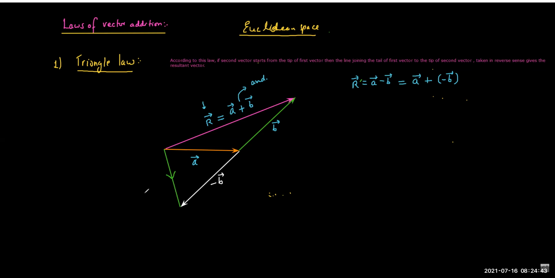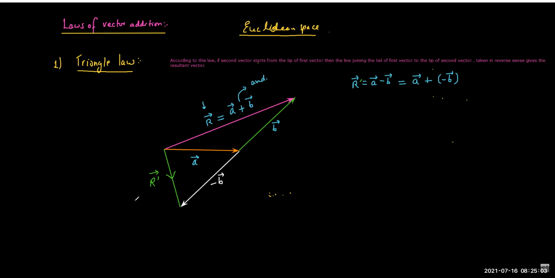Correct. So we can name this R dash. So now what is R dash representing here? It's representing the resultant of two vectors, namely A and whom?